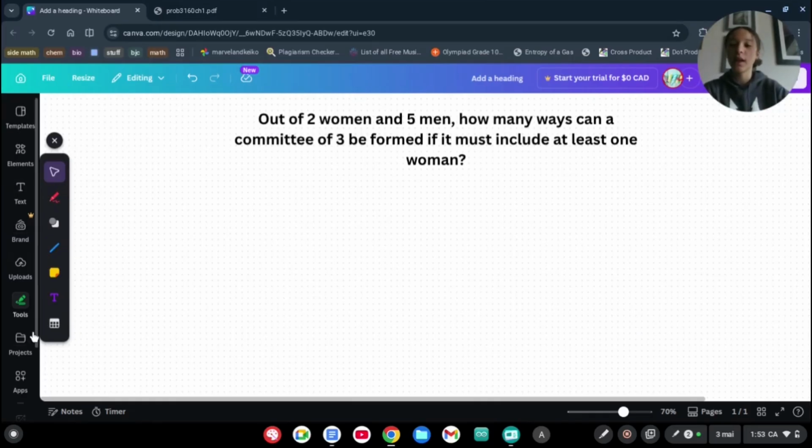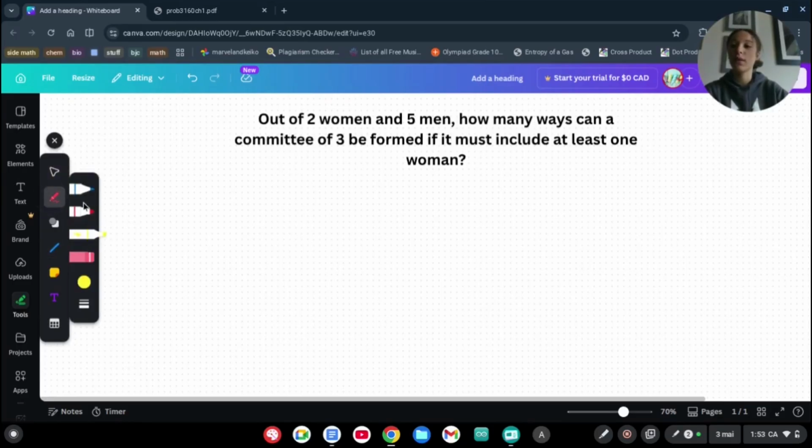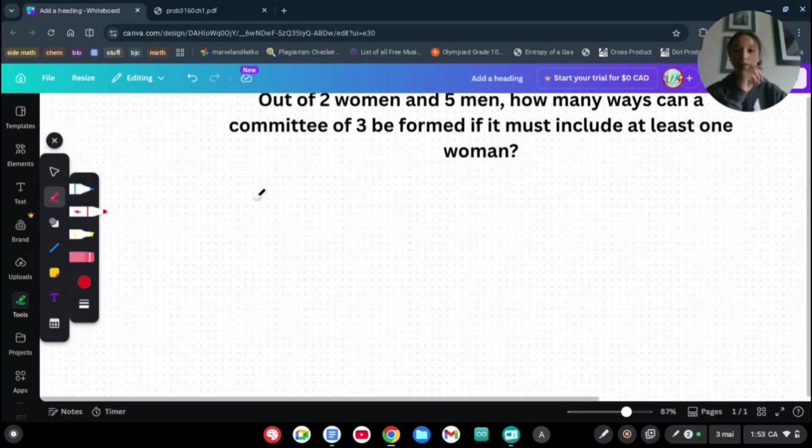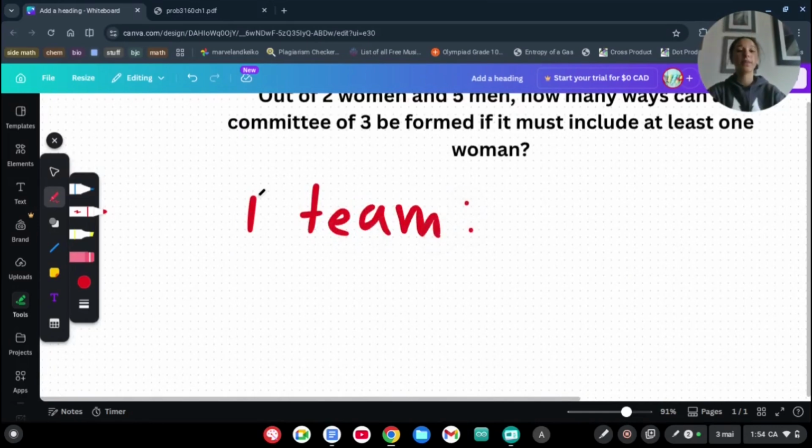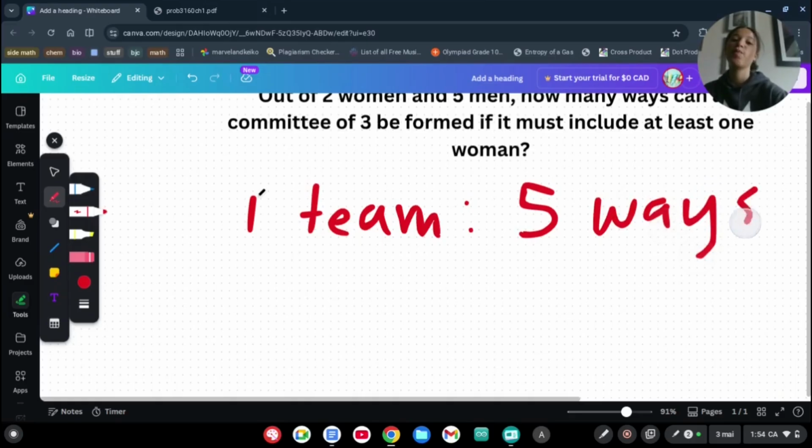So I think I'm just going to go case by case here. In one case, we have a single team. One team means we have 2 women in that team and we have to pick a 3rd member, which is going to be a man. And how many options do we have for that 3rd member? Well, there are 5 men to choose from, which means we have 5 different groups we can make. So here, if there's one team, which means both of the women are in that team, there are 5 ways we can make such a group.